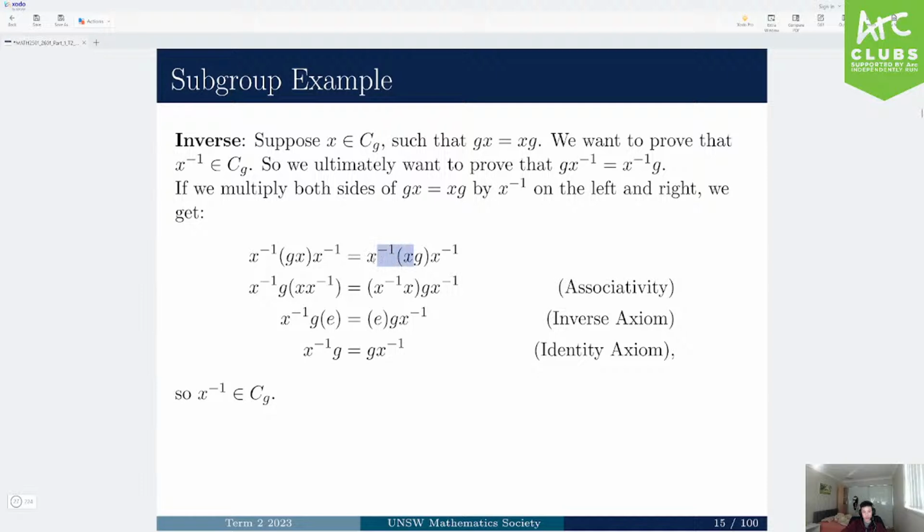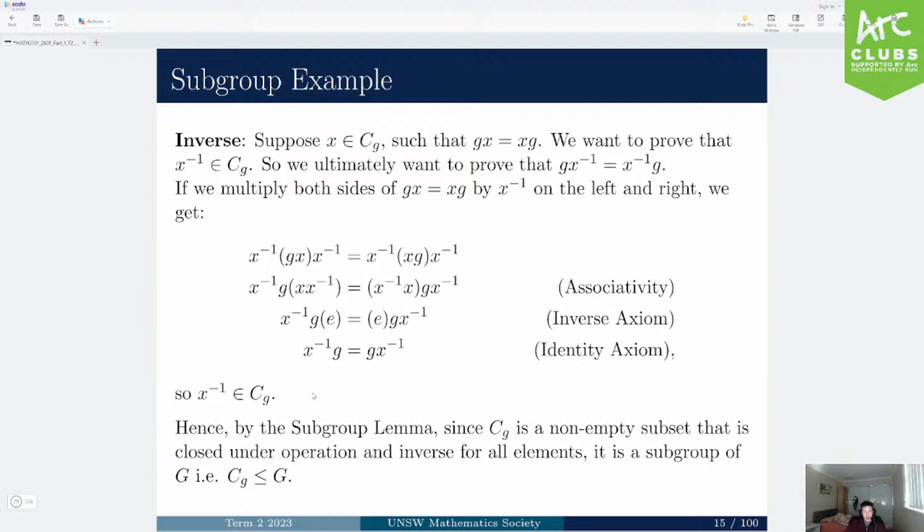Same thing on the right hand side, group up the x inverse and x, and that multiplied together gets us the identity element, which again gets multiplied to g x inverse. And hence x inverse is inside CG, right? And hence by the subgroup lemma, we know that CG is a non-empty subset, and it's closed under operation and inverse for every element. So hence CG is going to be a subgroup of G.